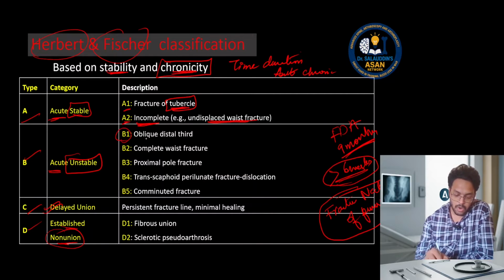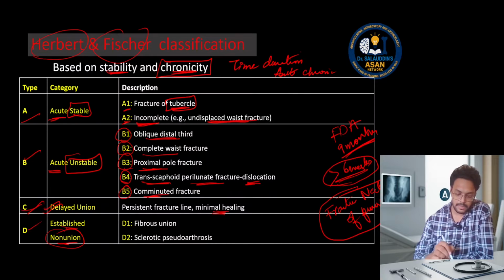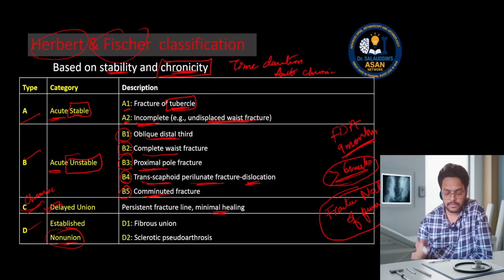So B1 is oblique distal third fracture, B2 is complete waist fracture, B3 is proximal pole, B4 is trans-scaphoid perilunate fracture dislocation, and B5 is comminuted fracture. Delayed union, that is persistent fracture line with minimal healing, is type C. Type C, simply you can remember it as chronic fracture that has been united. If it is not united and it's showing fibrous non-union signs, it's D1, and sclerotic pseudo-arthrotic signs, then it is D2. Okay.